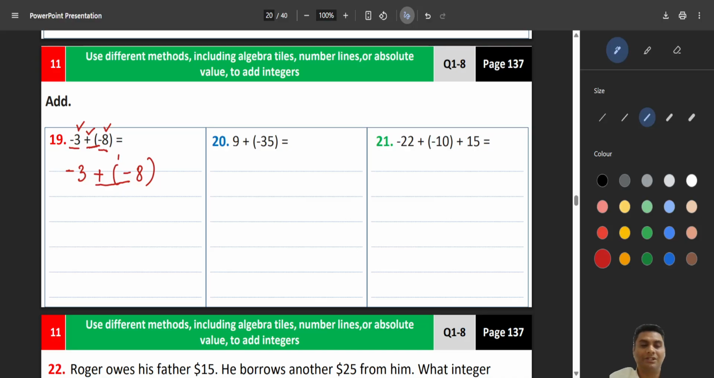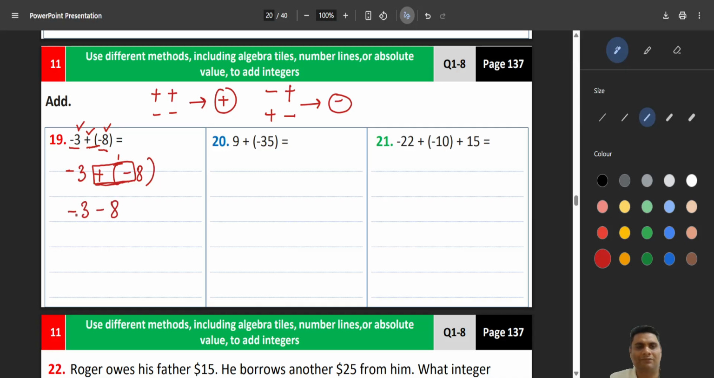So how will I change it? There is a rule. If you see the same sign, plus plus or minus minus, you change it to plus. And if you see different signs like minus plus or plus minus, you change it to minus. So same sign plus, different sign minus. Here I have same sign or different sign? Check, the signs are different. Different sign and a minus, so this will become minus.